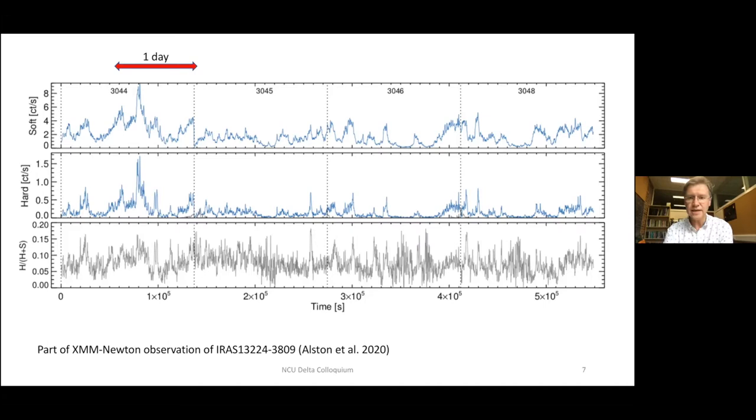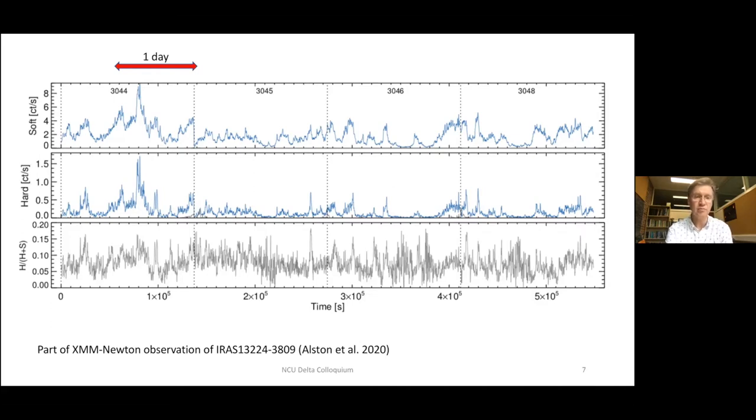And this is a light curve from that object from the XMM Newton Observatory. So it's an X-ray light curve. The top panel here is our soft X-rays, so low energy X-rays. The bottom panel is hard X-rays. And this whole trace is only about a week long. So one day is this bar up here, this red bar. And you can see that this object is tremendously variable.